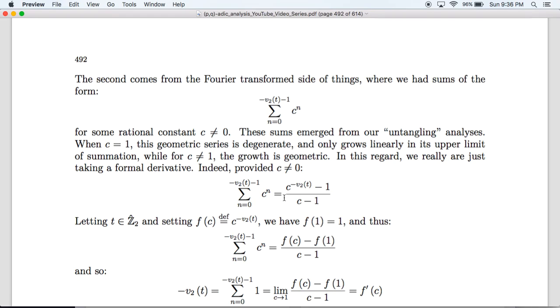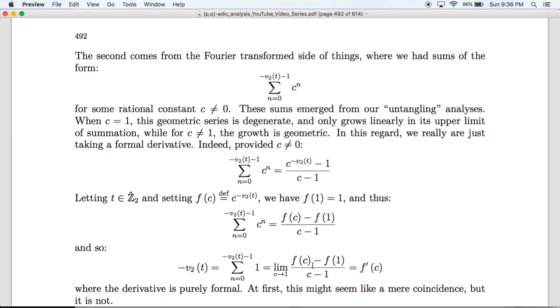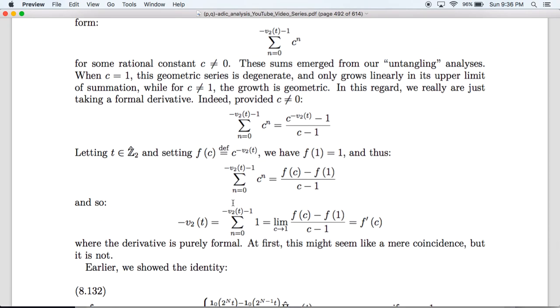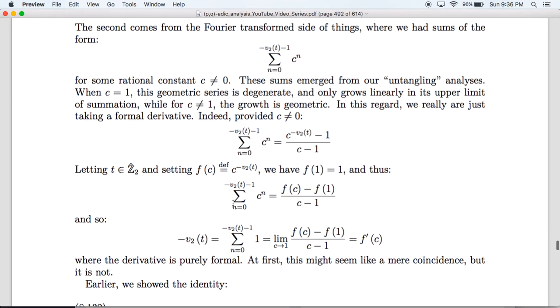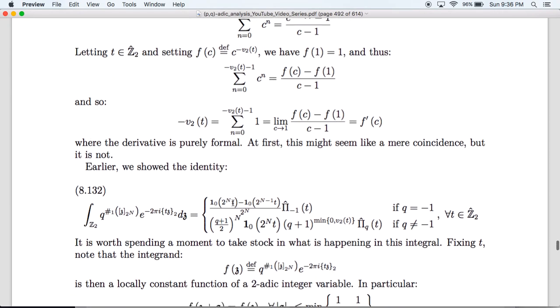Indeed, if c is not equal to 0, or not equal to 1 as well, if c is not equal to 1, this should not be a 0, this should be a 1, this identity holds. And then if we take the formal limit of both sides as c goes to 1, we get what is precisely a formal derivative. It's the formal derivative of f of c, where f of c is equal to c to the negative v2 of t. At first, this might seem like a mere coincidence, but it's not.